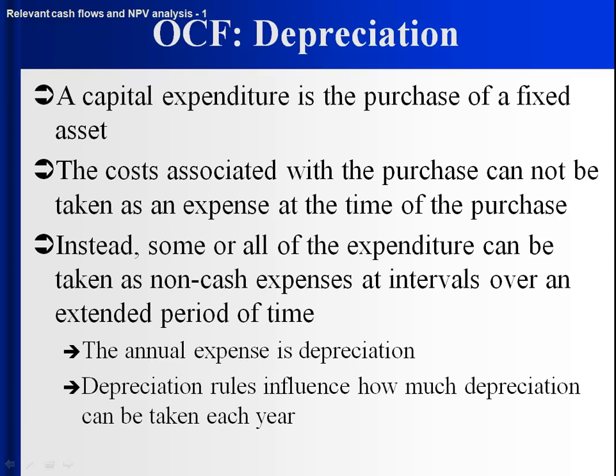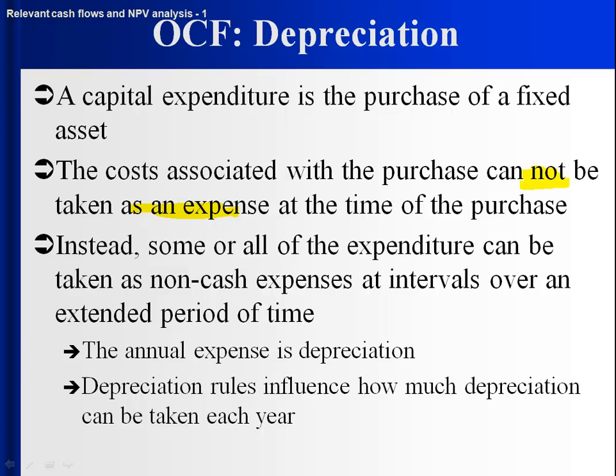Capital expenditure is the purchase of a fixed asset. So that's when you go ahead and buy a piece of equipment or a factory or a building, and typically, that expenditure takes place at the beginning of a project. But accounting rules are such that the cash flow associated with that cannot be taken as an expense when you make the purchase.